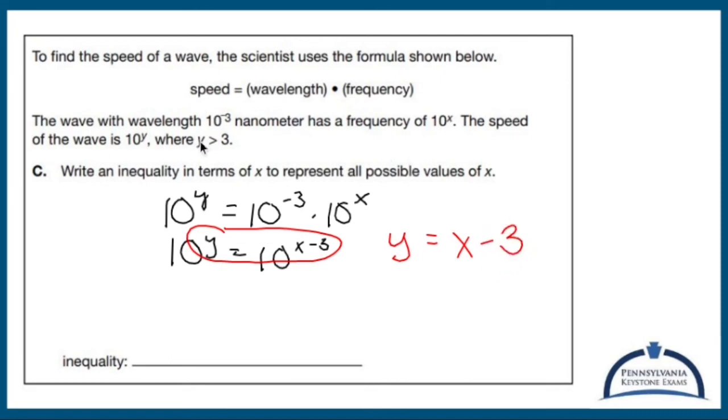Now, y has to be greater than 3. So this guy is y. This guy, x minus 3, has to be greater than 3. I can add 3 to both sides, and that gives me a final inequality of x has to be greater than 6. That was pretty brutal, pretty rough. Not a fan. And the best part about this whole thing is that's part C. We've got one more to go.